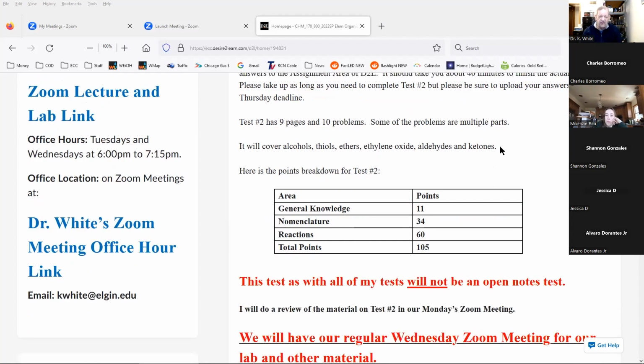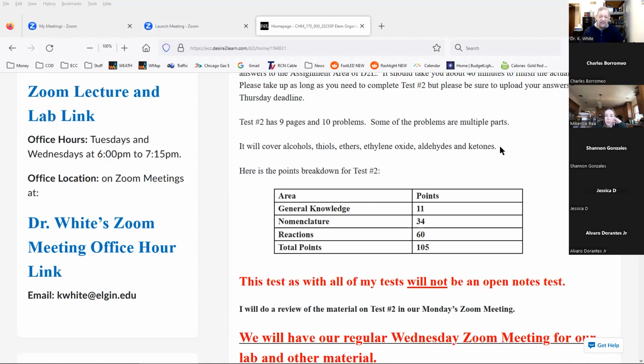Now, test number 2 has 9 pages, 10 problems. Some of the problems are multiple part. There will never be a multiple choice question on any test or the final in Chem 170. It will cover alcohols, thiols, ethers, ethylene oxide, aldehydes, and ketones, which I'll finish up today.